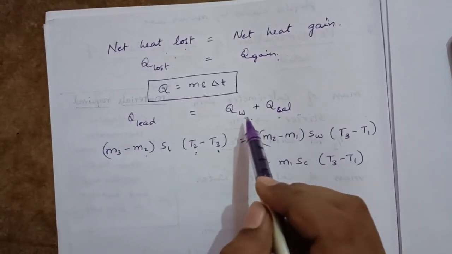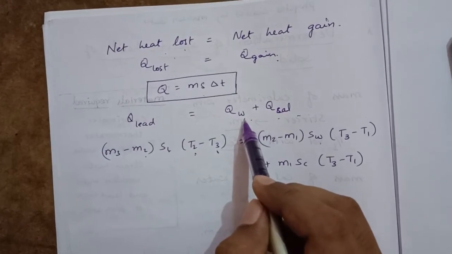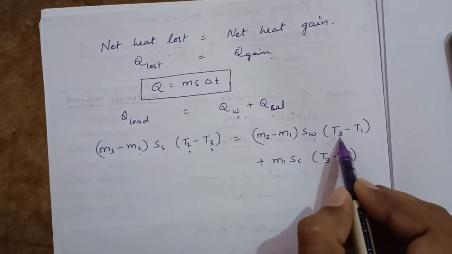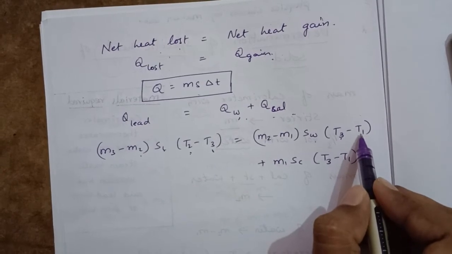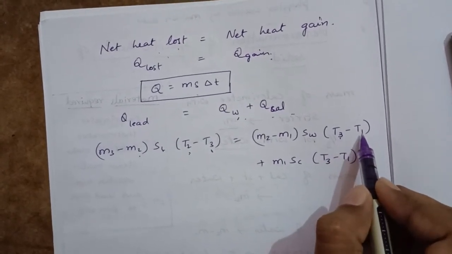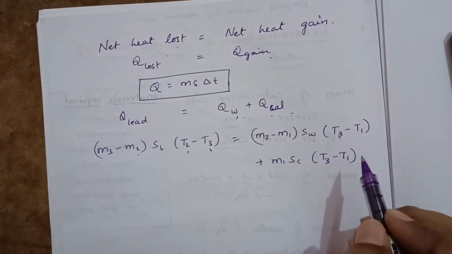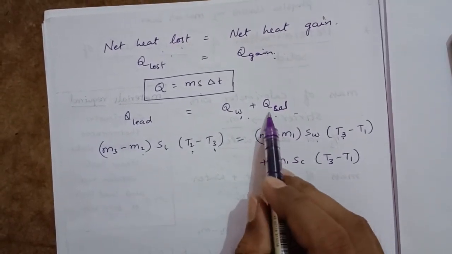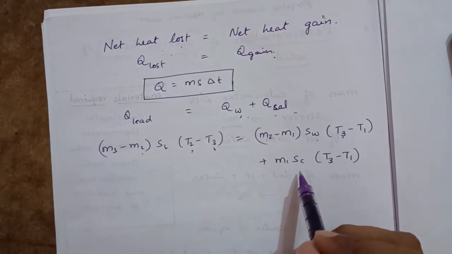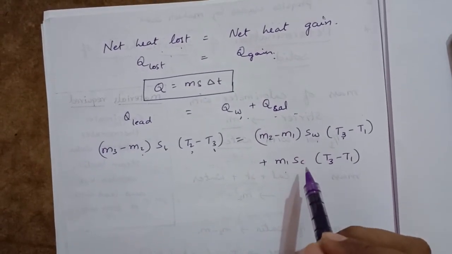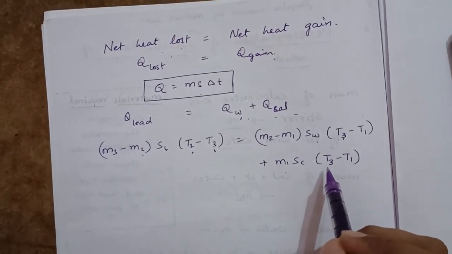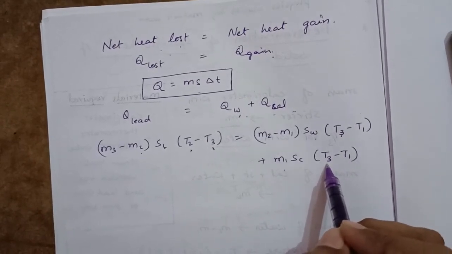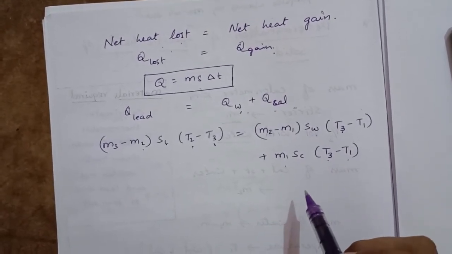So these two are gaining the heat energy. Initially it has less temperature; after gaining something, it becomes T3. So T3 is the higher temperature and its initial temperature T1 is less. Higher minus lower, T3 minus T1. Next, plus heat gained by calorimeter: mass of calorimeter M1, specific heat of calorimeter SC, and temperature. Water and calorimeter both have the same temperatures. Initially low temperature, after adding something it becomes higher, so T3 minus T1.